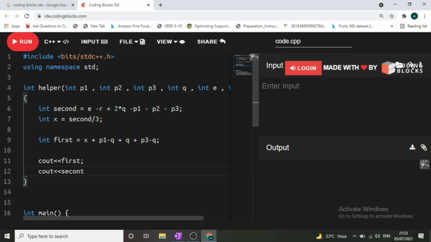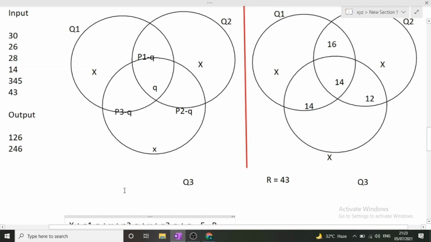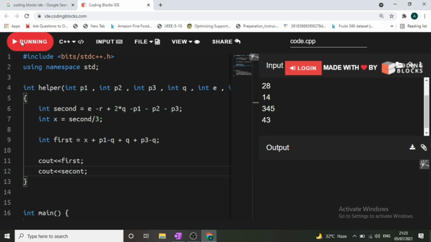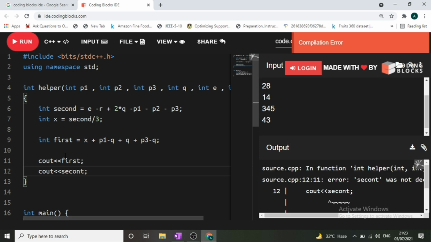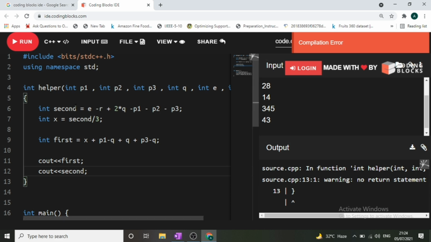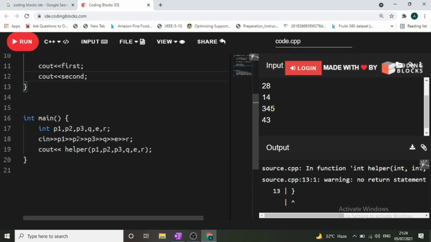So let's quickly run the test case that was given to us. That was 30, 26, 3, 45, 43. I copy it with control C, and paste it with control V, and now let's run it. So we should get our correct output. Let's hope so. Okay, there was a syntax error, that was second here. I hope there are no more syntax errors. Okay, there was one again.